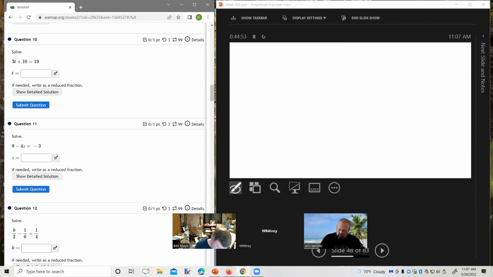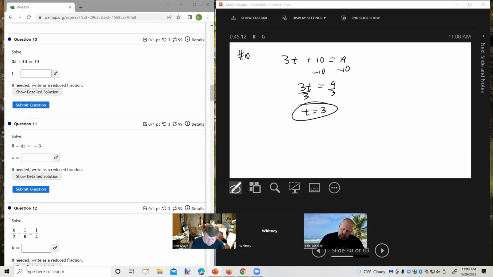Okay, number 10, solve 3t plus 10 equals 19. We're going to isolate the variable term, first of all, and then isolate the variable.